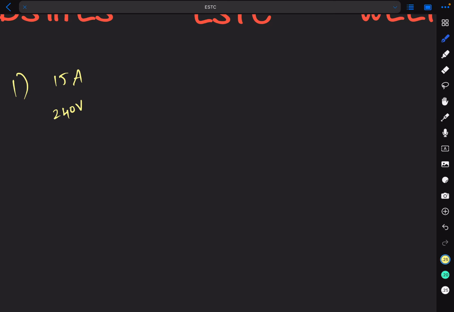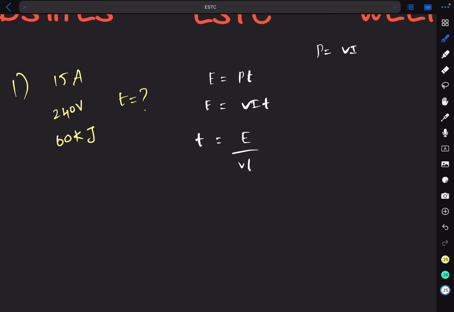15 ampere, 40 volt, 60 kilojoule energy consumed. They're asking the time. So it's very easy, I told you already. Energy is equal to PT, and we know P is equal to VI. So VIT is energy, and we need time. So time is energy by VI. Energy is 60. The answer is in seconds, no?